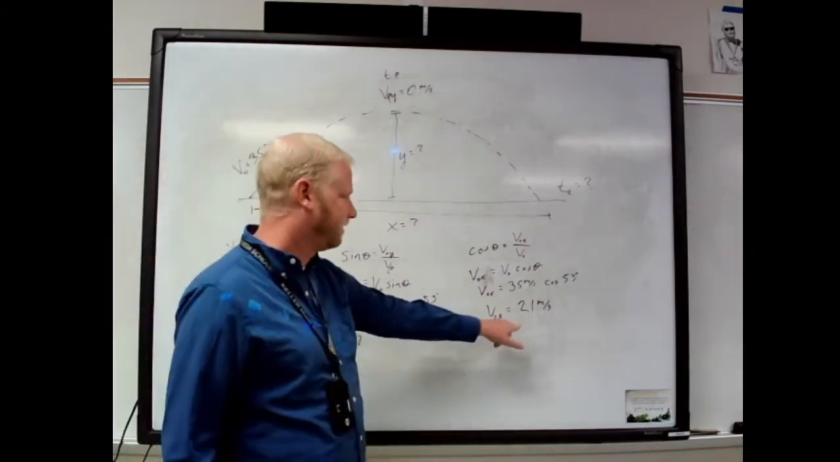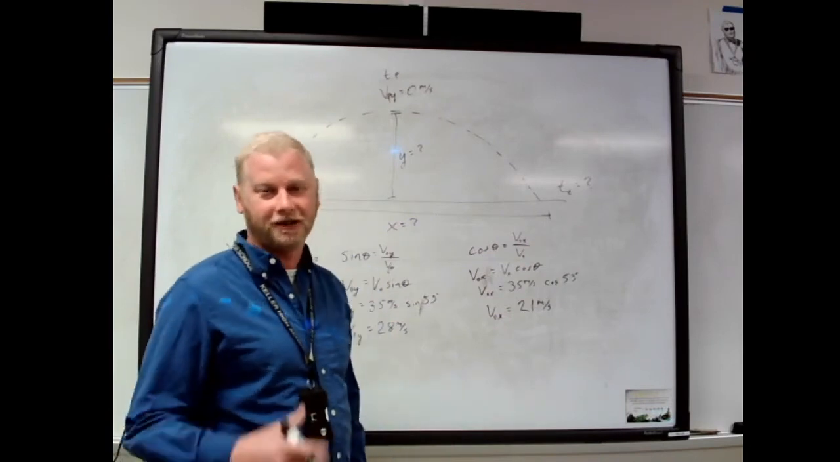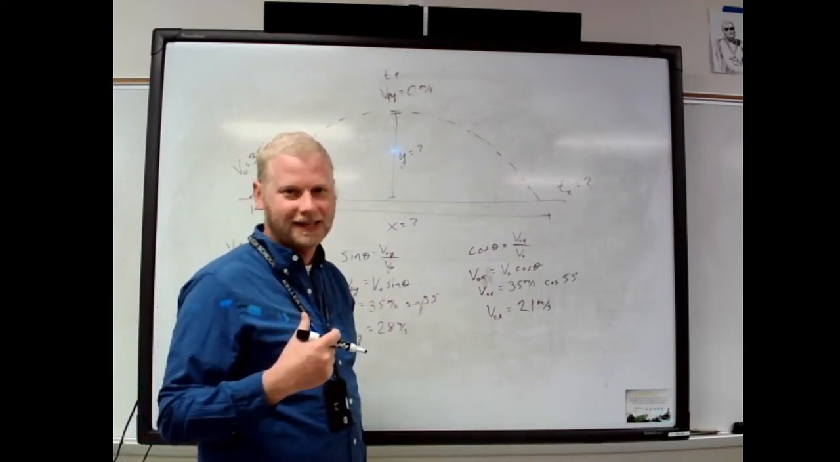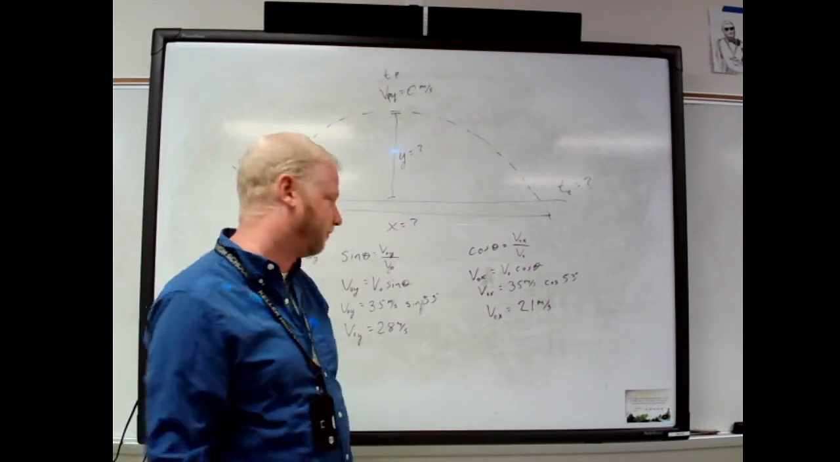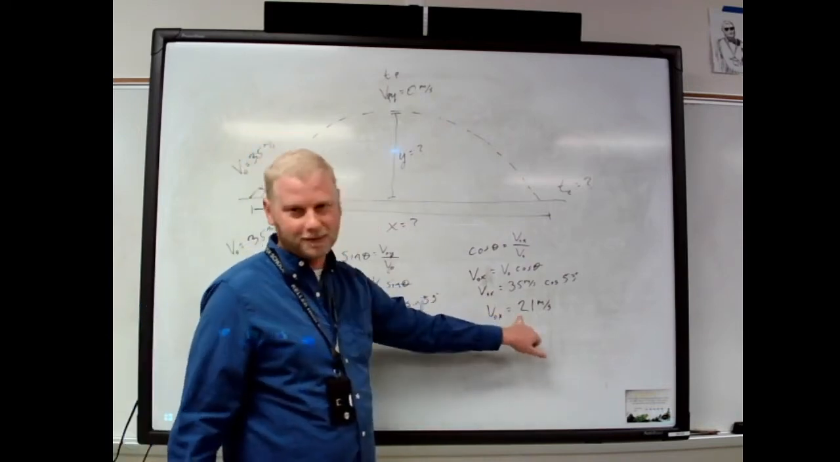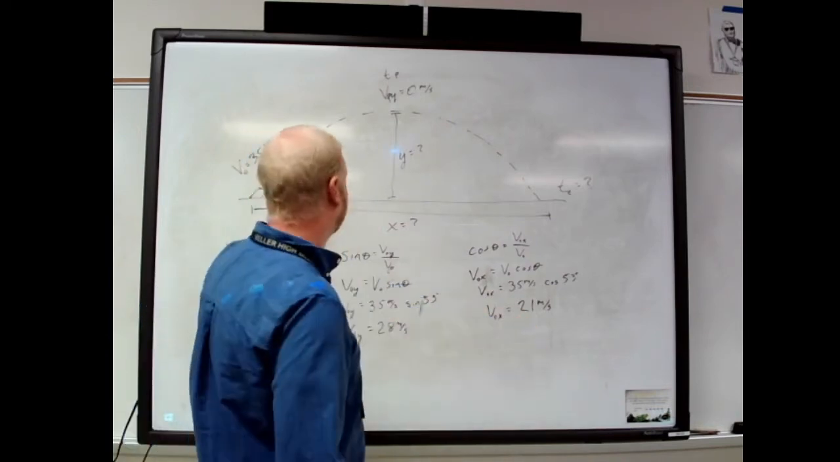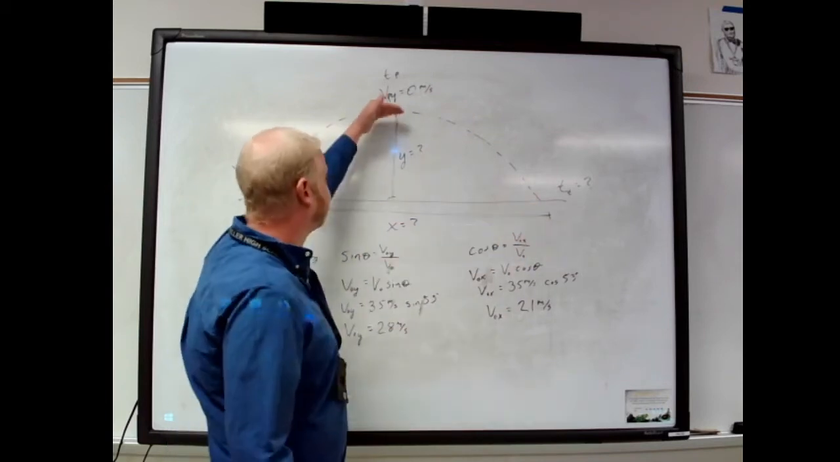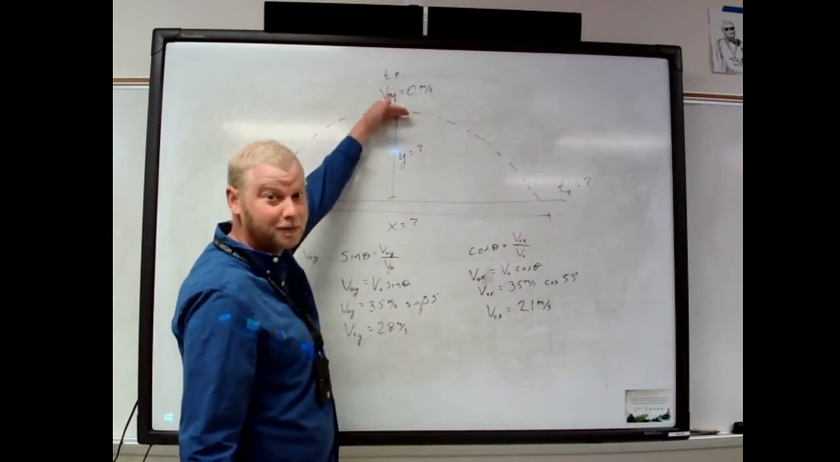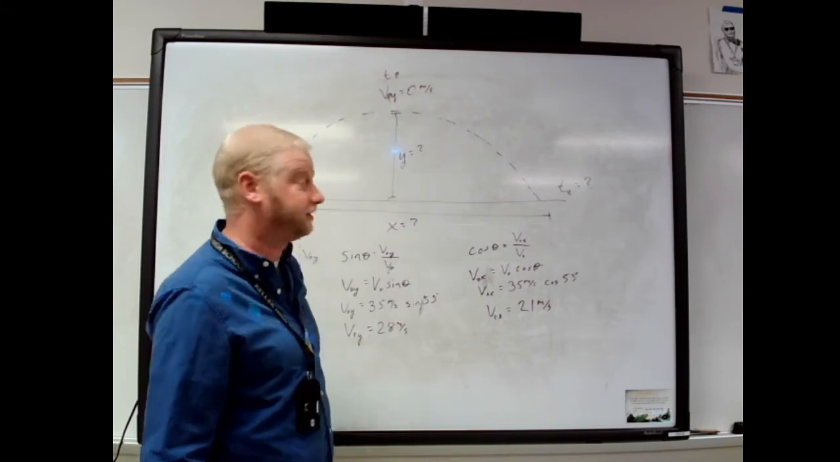Now keep in mind, horizontally speaking, there is no force acting, right? So there is no acceleration in the horizontal. So it travels at 21 meters per second horizontally no matter where you look. It's traveling 21 meters per second horizontally up here at the peak, while its vertical velocity is 0.